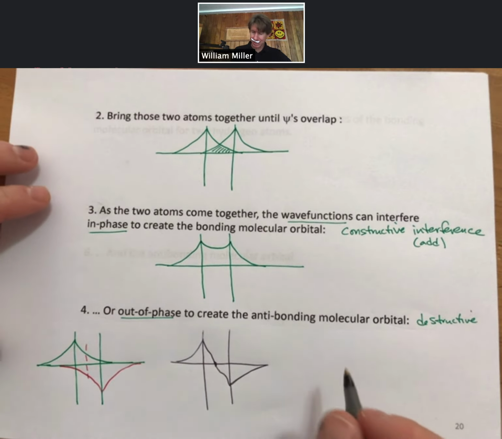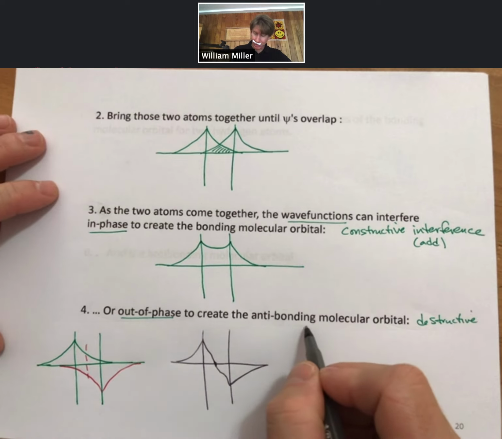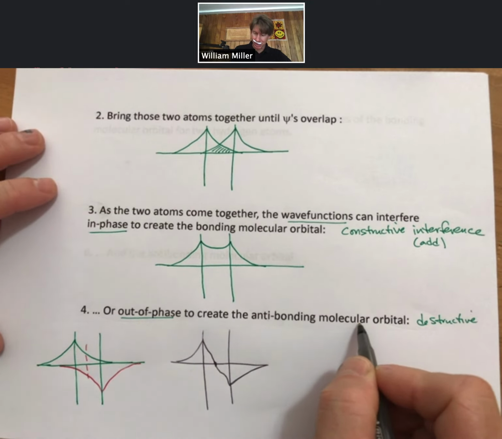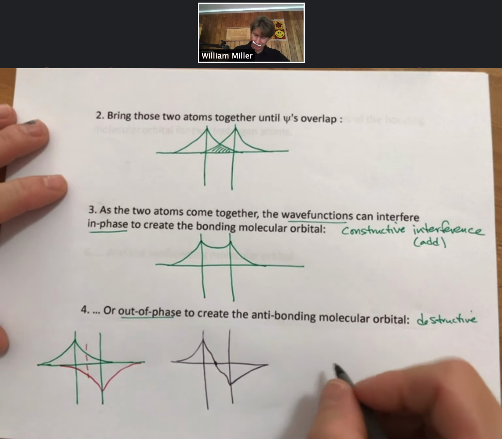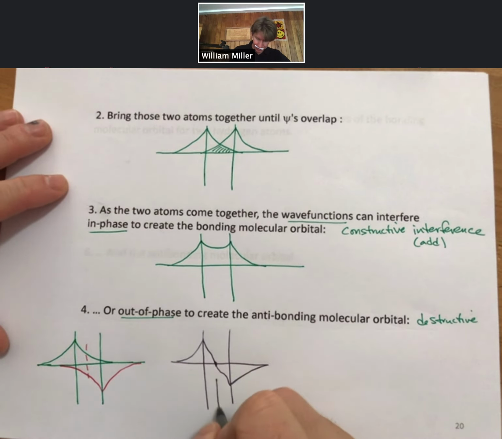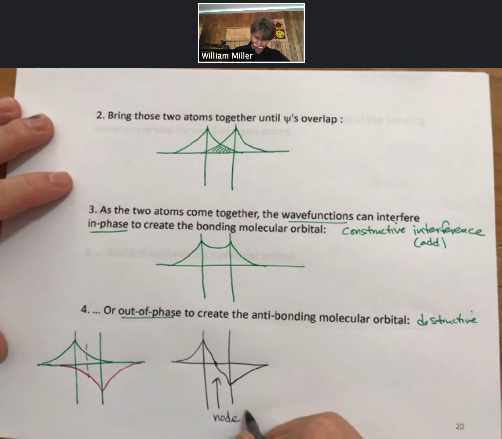And what we will see is that in what we'll eventually call the antibonding molecular orbital, there is a node halfway in between the nuclei.